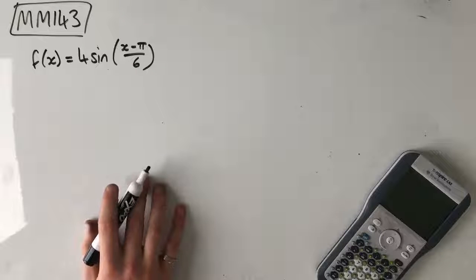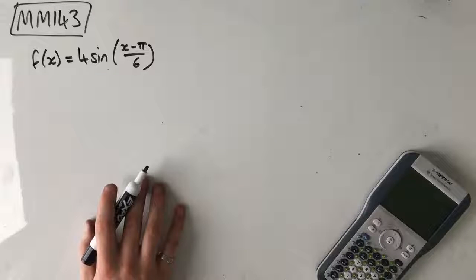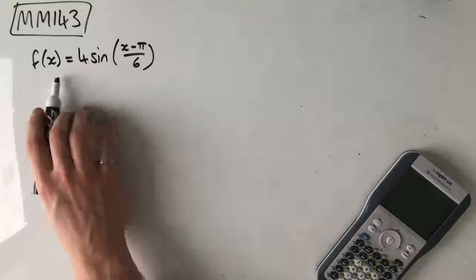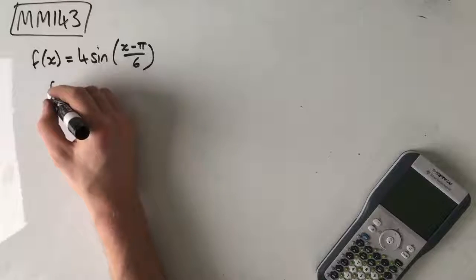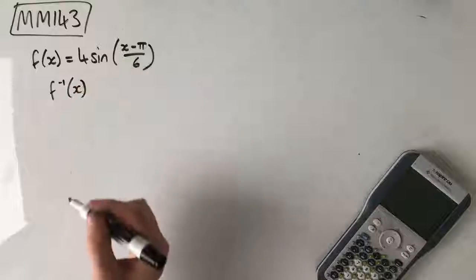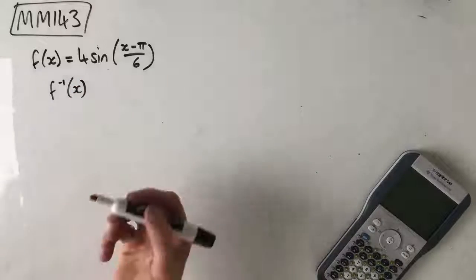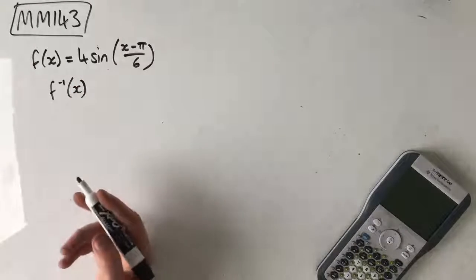Hey guys, this is question MM143 of the Maths Methods Fortify study guide. Now we've got this function f of x equals 4 sine of (x take pi over 6), and we're asked to find the inverse, f to the negative 1 of x, or inverse f of x.